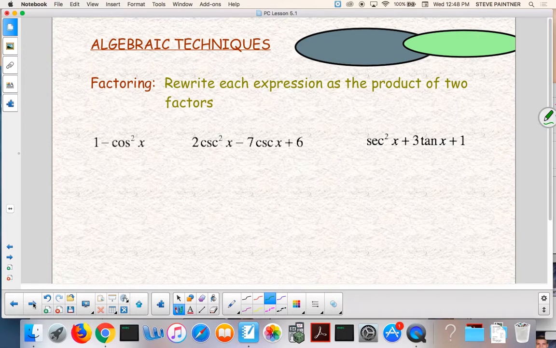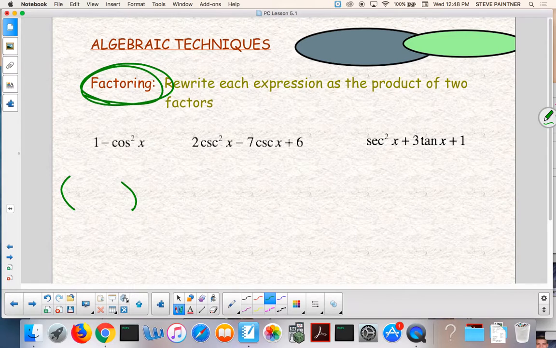Okay, here are 3 problems. Every one of them, they just want you to do what? Factor. Okay, algebraic techniques, it says on top. So they're trying to bring it back to something you already know how to do. So you have to think back to algebra 1, when this looked like something from algebra 1. Rewrite each expression as a product of 2 factors.